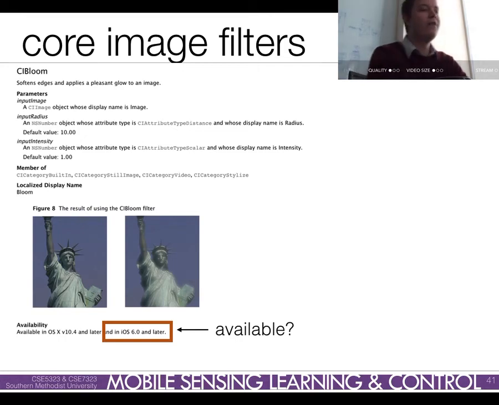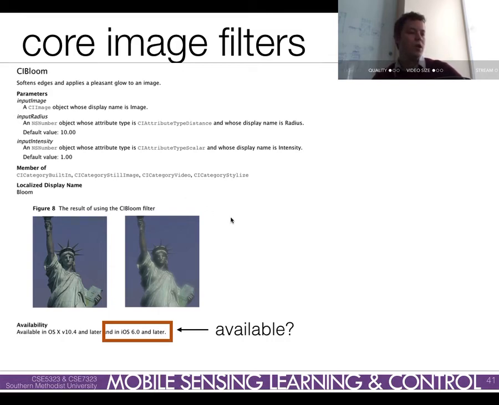Okay, so if you were to go on that website that I just displayed up here, you'll find references to all of the different filters that are up there. So this is the Core Image CI bloom filter, and it's going to give you a description: it softens edges and applies a pleasant glow to an image. Wonderful. What it's going to give you is the parameters, the name of the parameters, and what they all mean.